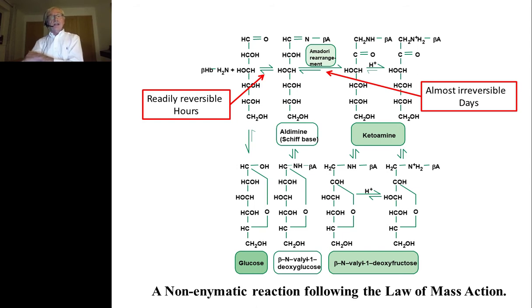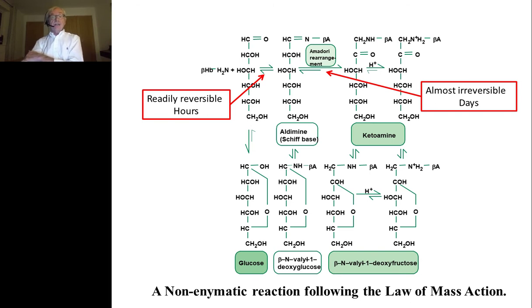So the overall reaction takes place in 2 stages. The first is a readily reversible reaction, which takes place over a number of hours, and thereby reflects an hour-by-hour change in the glycemia in the body. The second, almost irreversible reaction, and for all intents and purposes, we can assume this is non-reversible, takes place over several days. So the glucose levels have to be at a certain concentration to create this final ketoamine, or hemoglobin A1c, or glycated hemoglobin.